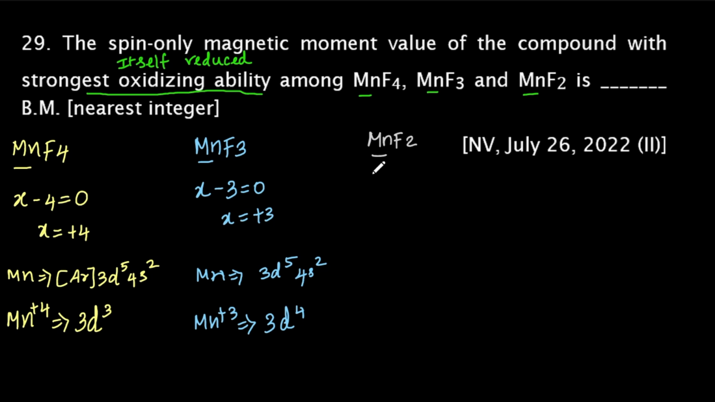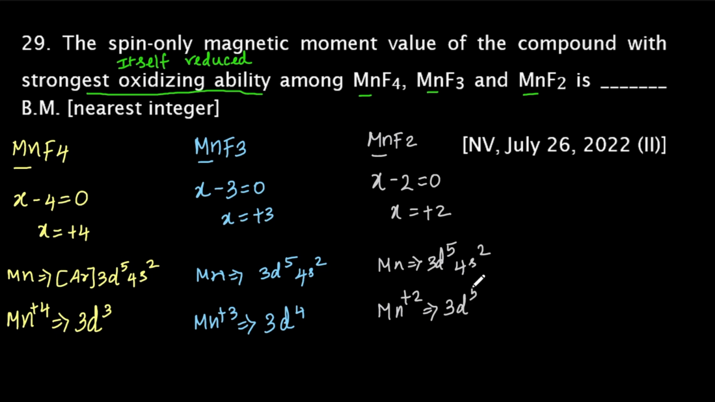Then going to the next compound, MnF2, X. 2 fluorine atoms are there, so X minus 2 equal to 0, X equal to plus 2. Manganese is having the configuration 3d5 4s2. Manganese in plus 2 oxidation state will be having 3d5 configuration.